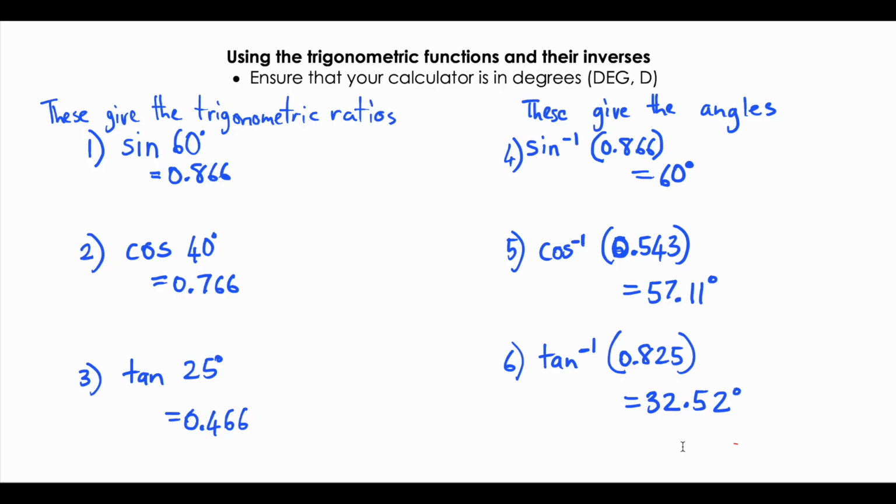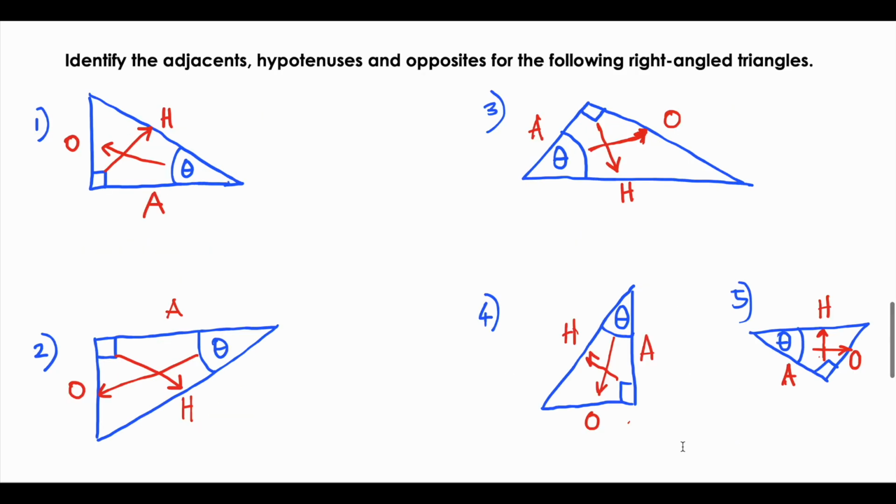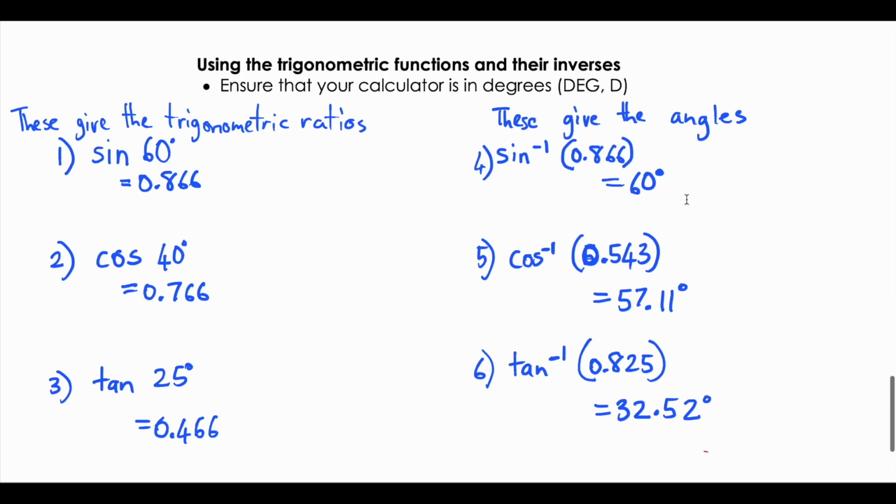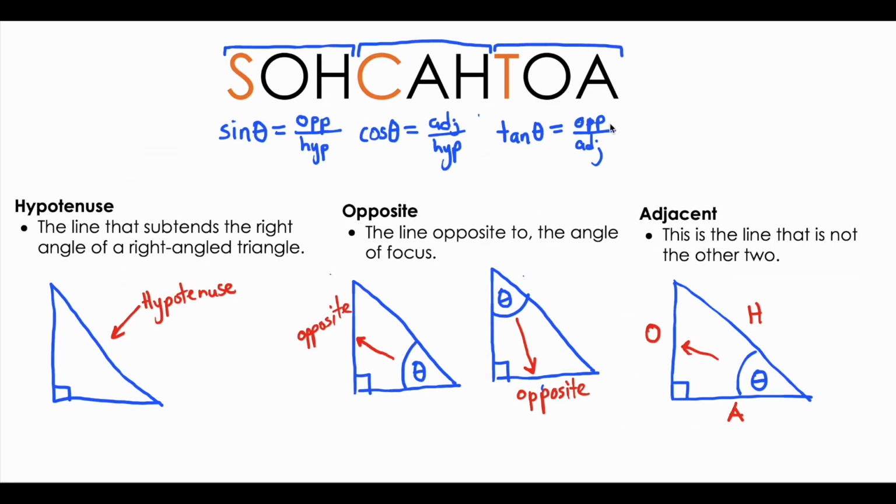Okay, wonderful. So what we're gonna do now is combine these two skills that we learned. The first skill was identifying the opposite, adjacent, and the hypotenuse. The second skill was using the trigonometric functions and their inverses. So this is a trigonometric function that gives us the ratios, and then this is the inverse of those trigonometric functions, which give us the angle. Now we're gonna put these 2 skills together to basically use these formulas here.